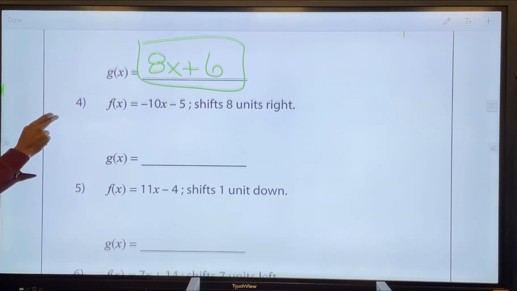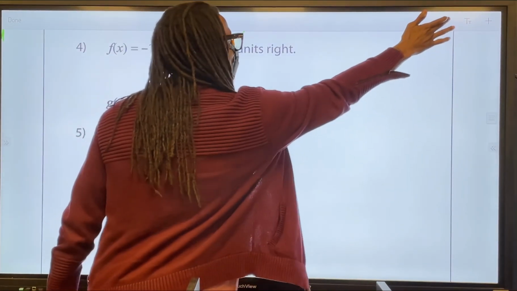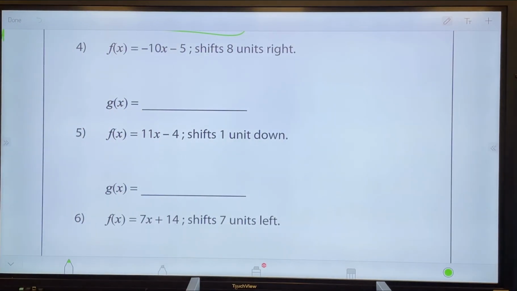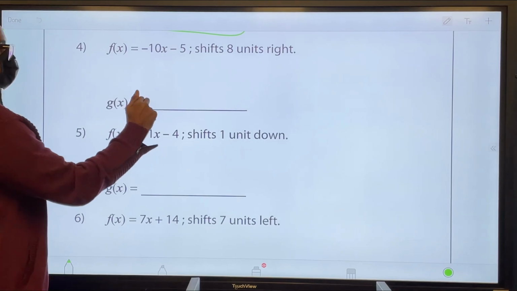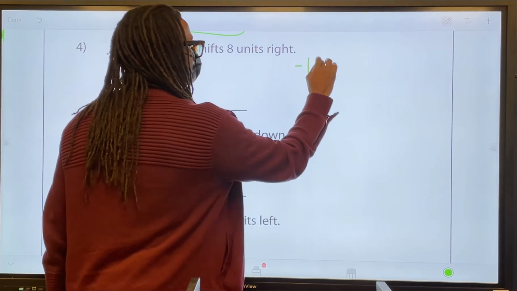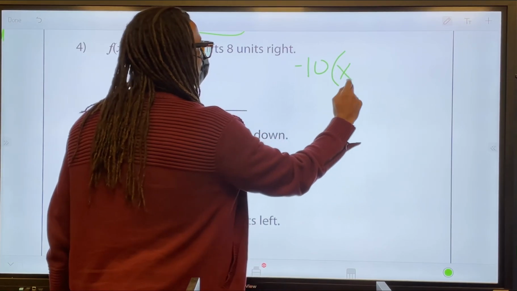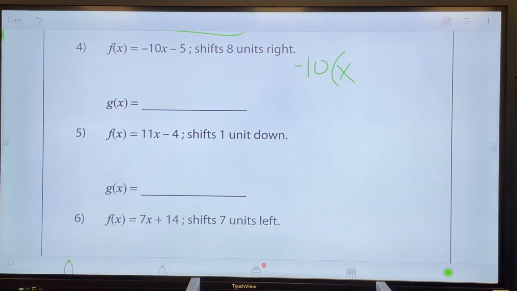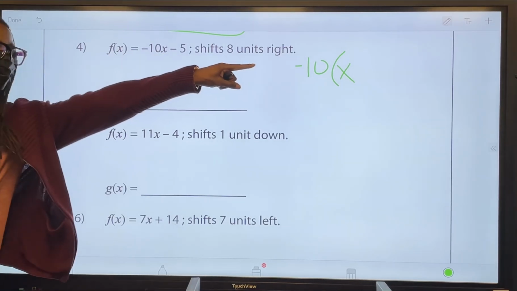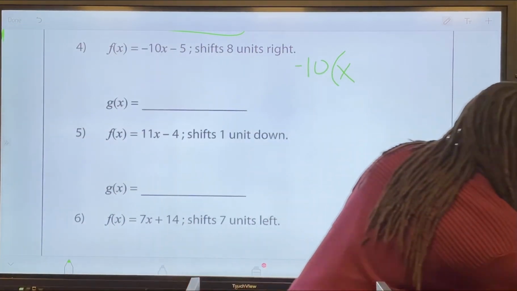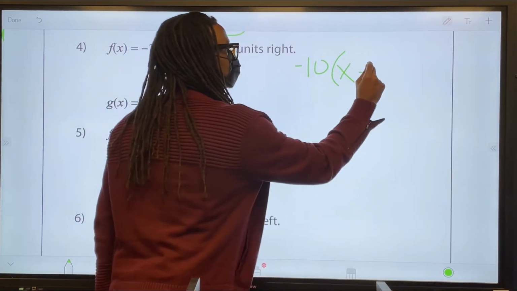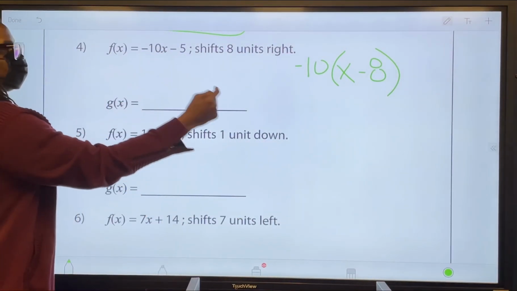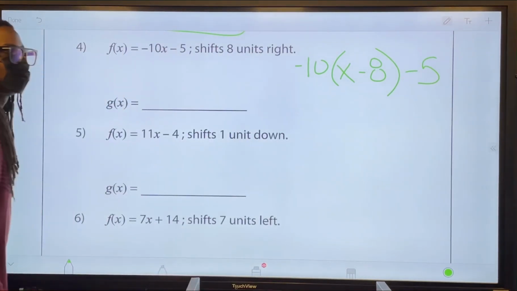Here comes another one. If they're telling me to shift to the right, that means I'm positive or negative in the x value? Negative. So your new line should say negative 10, open parenthesis, x. If I'm going to the right, what should the x value be? Negative 8. Minus 8. Smart. Negative 8. And then don't forget your minus 5 is on the outside.